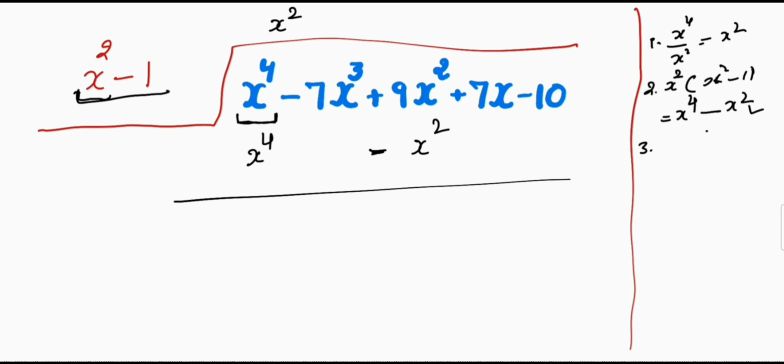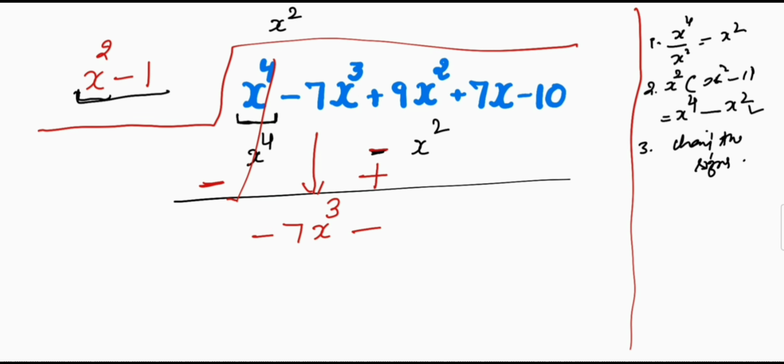The third step is changing the sign. So here we have plus sign, we'll make it negative. Here we have negative sign, we'll make it positive. So this will get cancelled with this. From here, this will come down, and we'll get negative 7x cube plus 9 plus 1, that is 10x square, plus 7x minus 10.